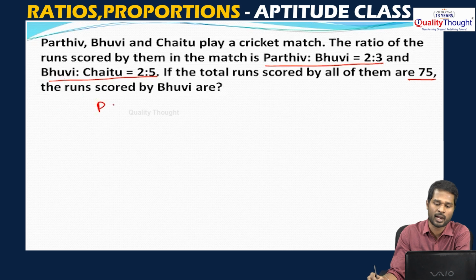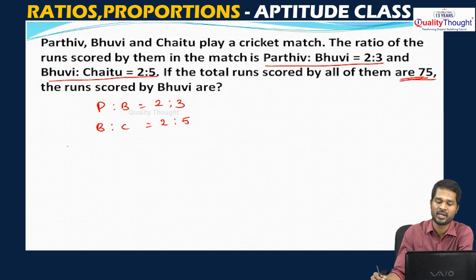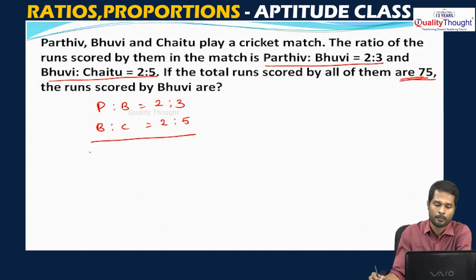See, for Parthiv and Bhuvi he has given 2:3 and for Bhuvi and Chetu we have 2:5. Now he is asking a question related to all the people because he has given the total runs as 75. So combine these two ratios, which will become Parthiv is to Bhuvi is to Chetu. So how will we do it? We already did this type of question. So multiply these two things. 3 5s are 15 and this is 2 2s are 4 and this is 2 3s are 6.